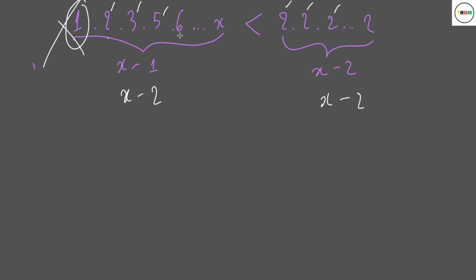So keep going like that. You can see the right hand side is obviously smaller than the left hand side this way. It means if x is greater than 3, or x is greater than or equal to 4, there is no value for this inequality.